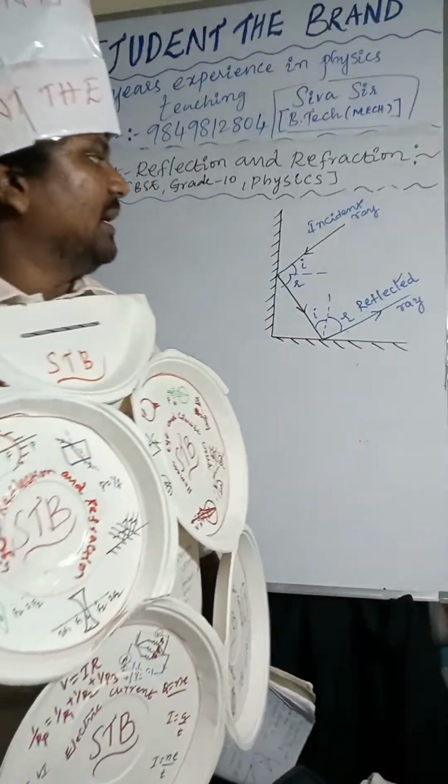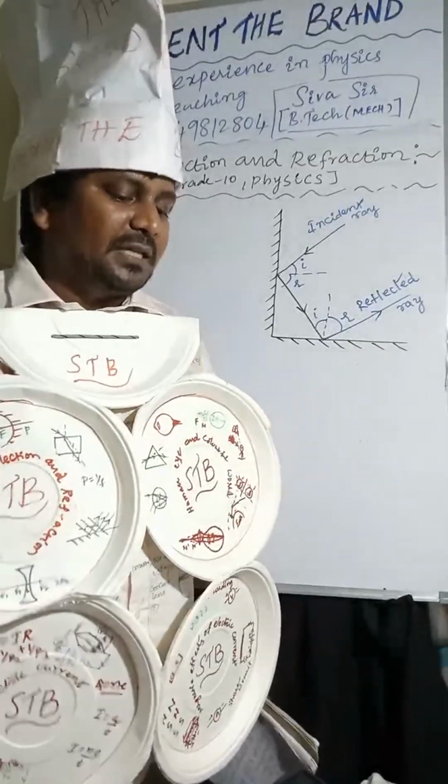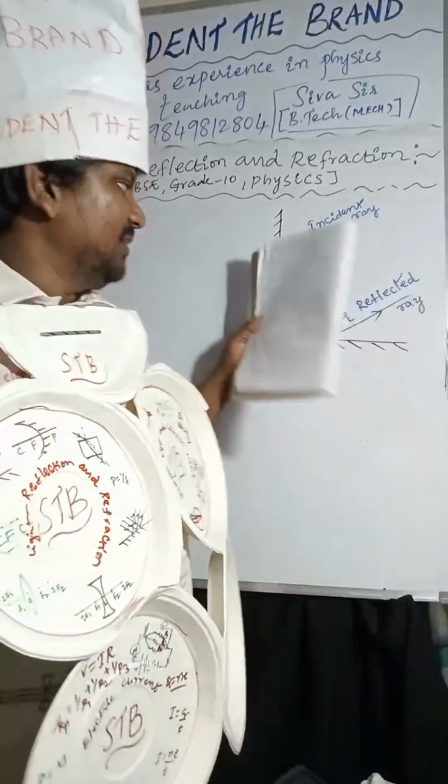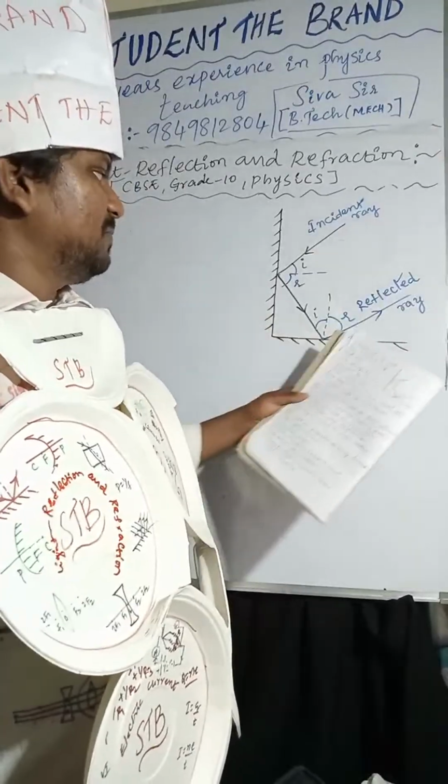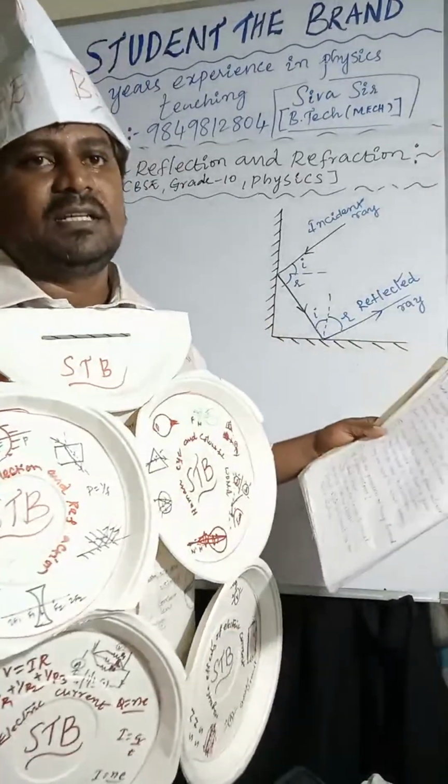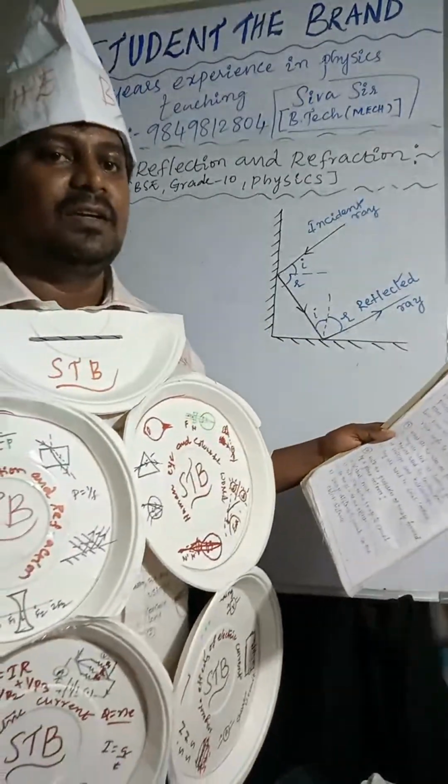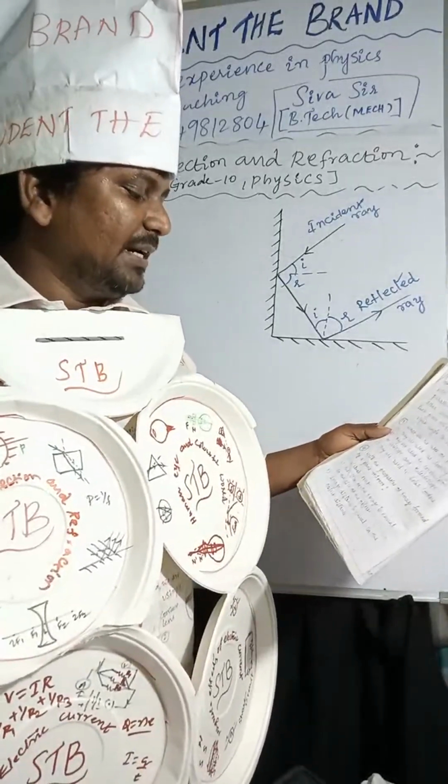So the incident ray and reflected ray are parallel to each other only under this condition: if the two plane mirrors are placed at right angles to each other.